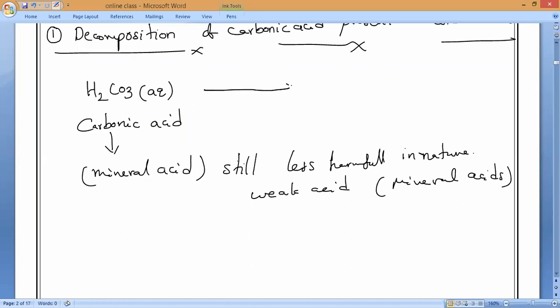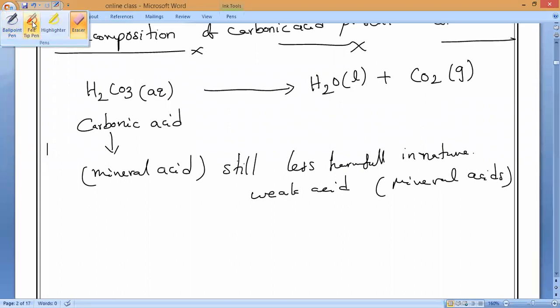Now, when you open it, it will start decomposing and it will produce H2O as liquid, plus it will produce what, guys? Carbon dioxide, which is in gaseous state. So keep it in mind: whenever you have carbonate, CO3, on the reactant side, definitely in the products you will get carbon dioxide. That is what you have to remember.